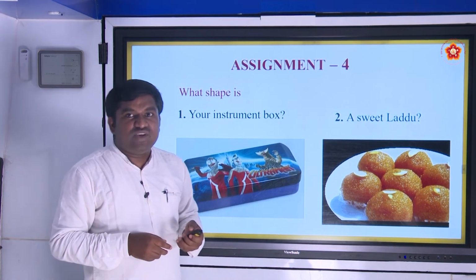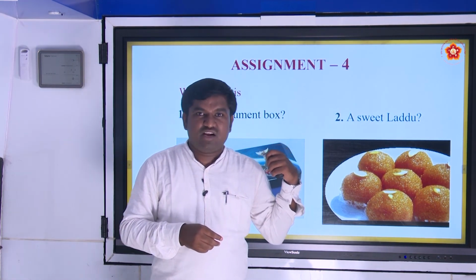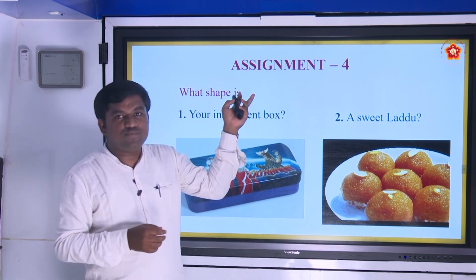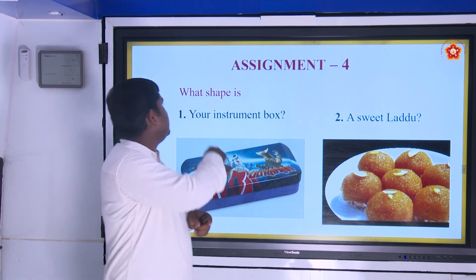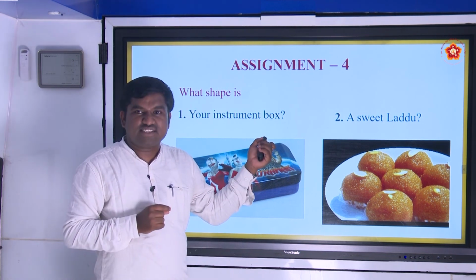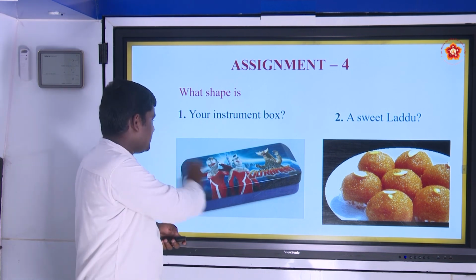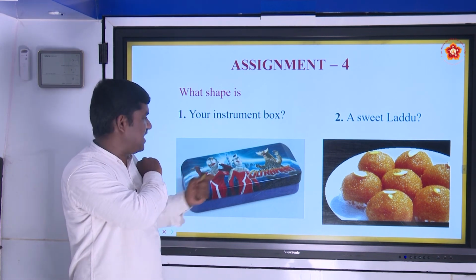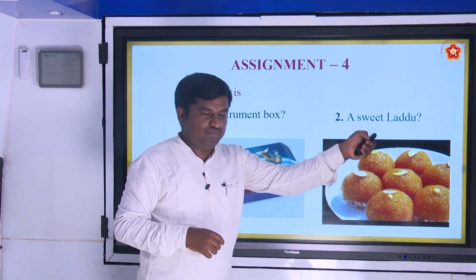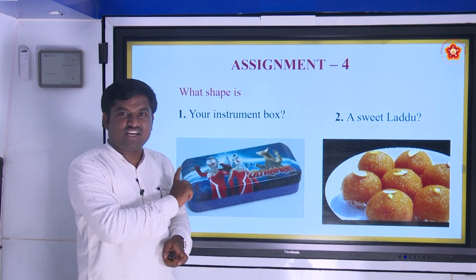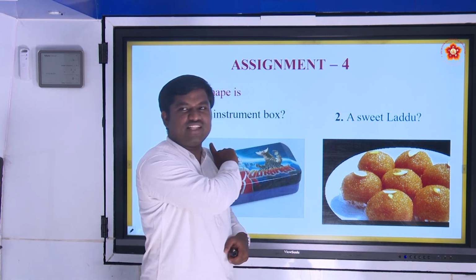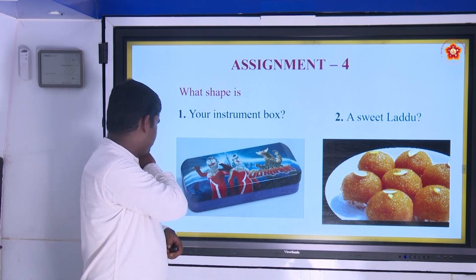With this, we conclude this chapter and also this part. Okay, I will give a small assignment for you. See, what shape is it? First one, your instrument box. Can you identify the 3D shape? Second one, a sweet laddu. Do you like laddu? Yes. So, you can identify the shape of the laddu.